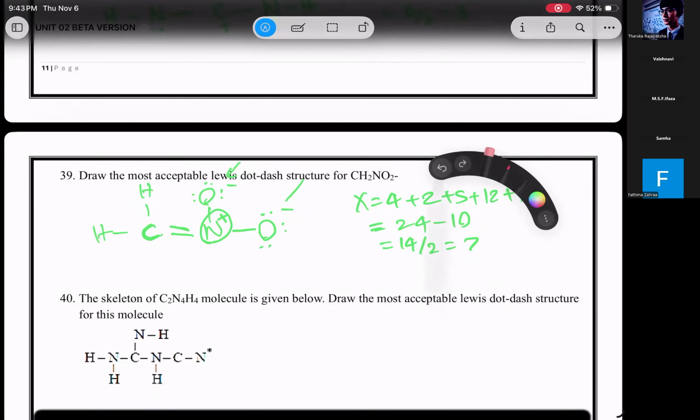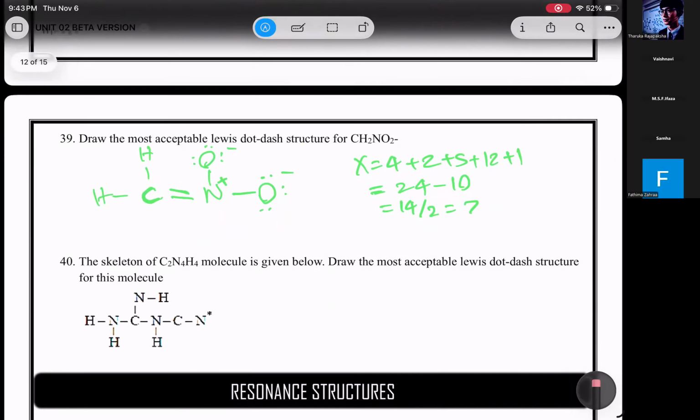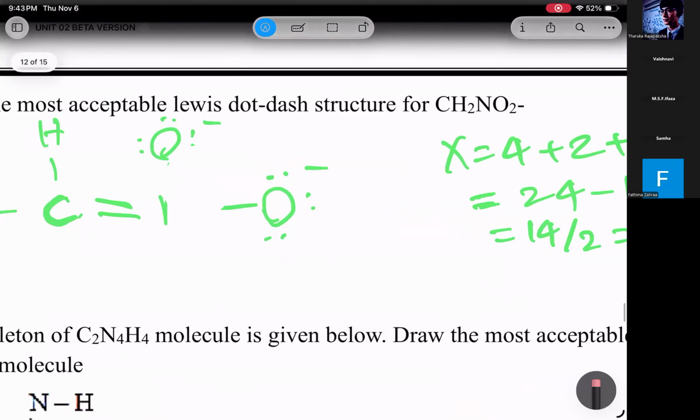So this is the structure for this molecule. This positive charge and this positive charge and this negative charge cancel off, and then what's going to happen? This minus charge will remain, and that minus only there.